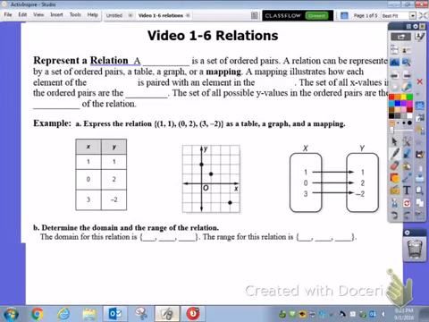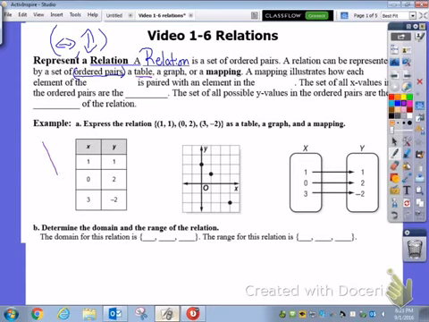Okay, so a relation is a set of ordered pairs. It can be represented by a set of ordered pairs. The table also has your ordered pairs, but the set of ordered pairs will be in parentheses with the comma, okay? That's the ones that tell you to go left, right, and then up, down. It can be represented by a table.